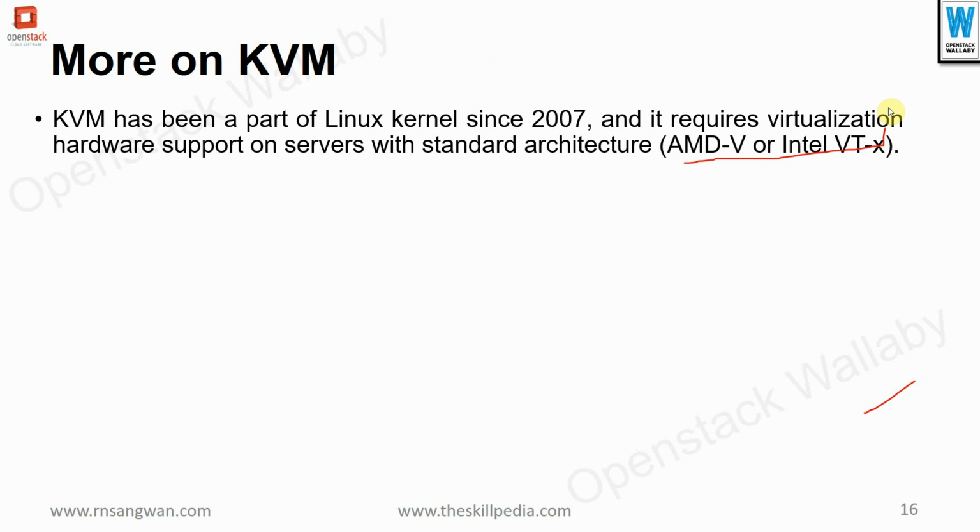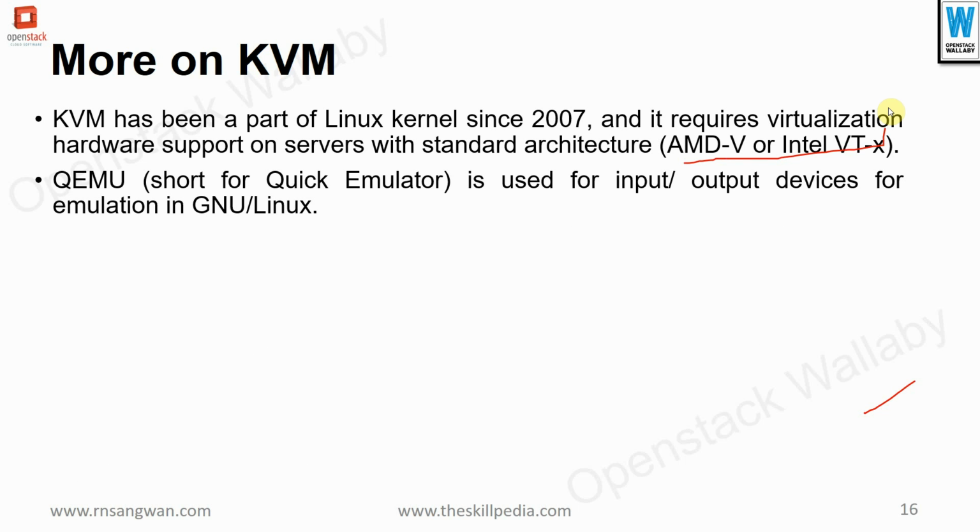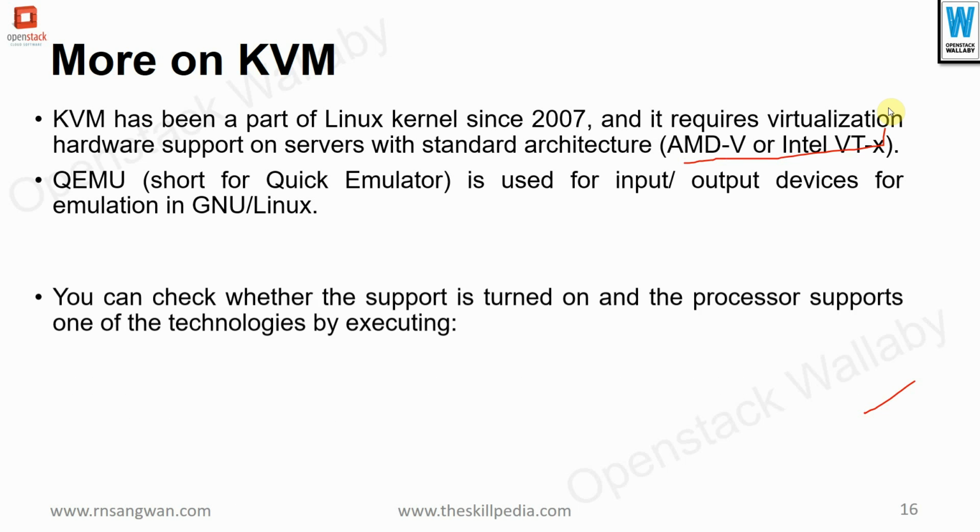So you need to start your system, get into the BIOS setup. You need to figure out where this setting is, and you need to enable it in order to create virtual machines on top of that hardware. So it is required. QEMU, which is short for Quick Emulator, is used for input-output device emulation in GNU Linux.